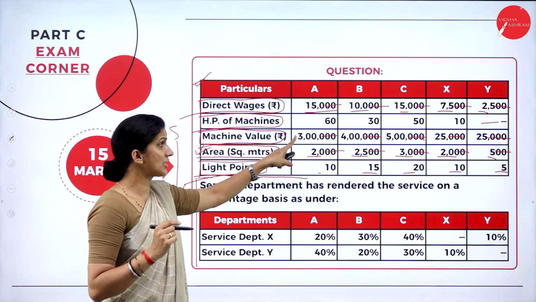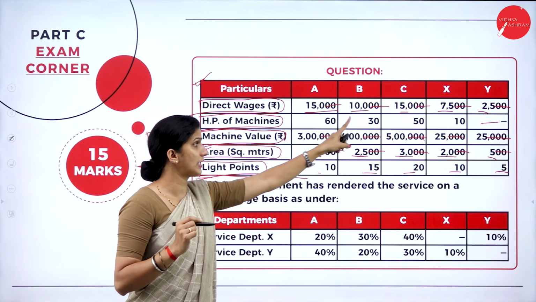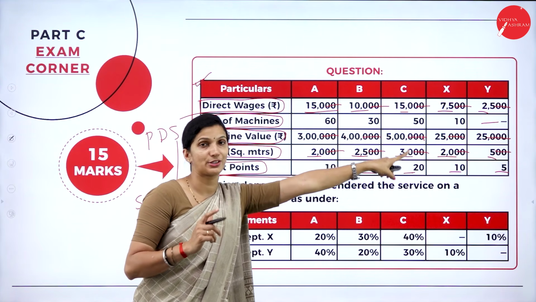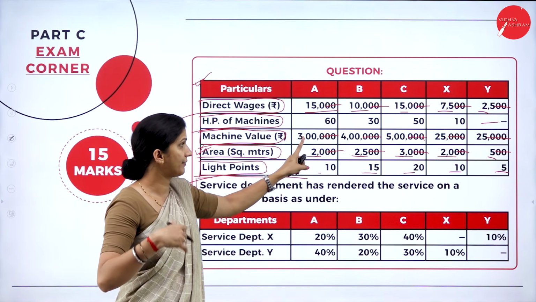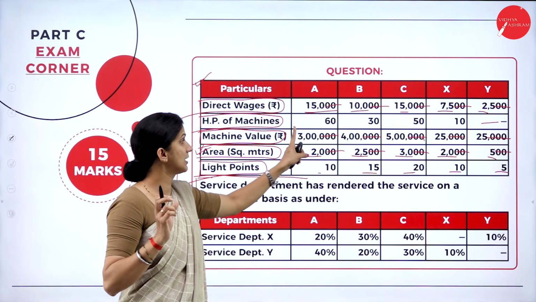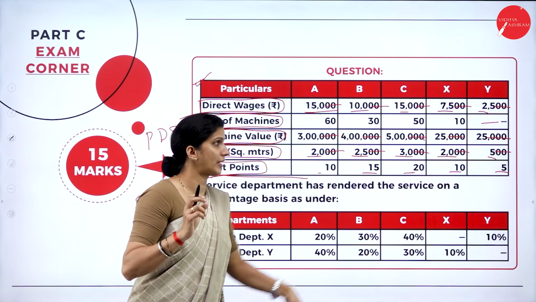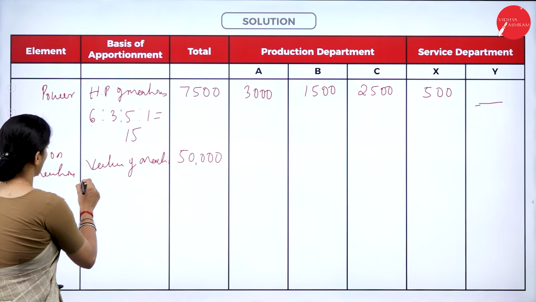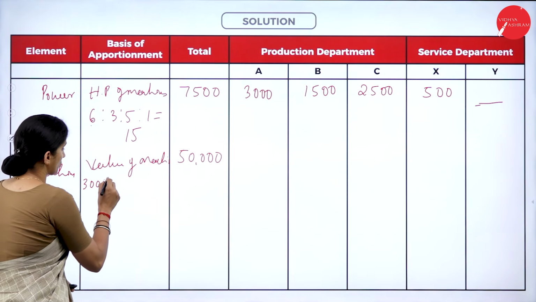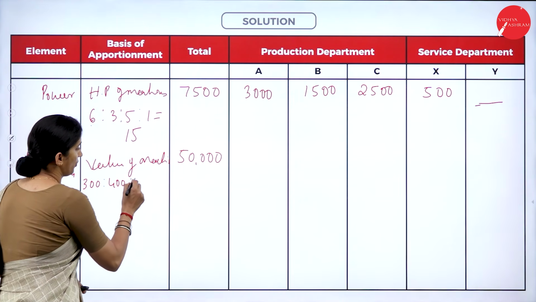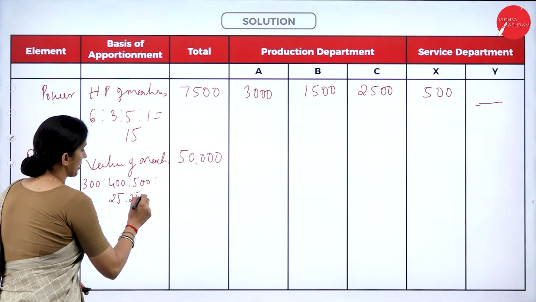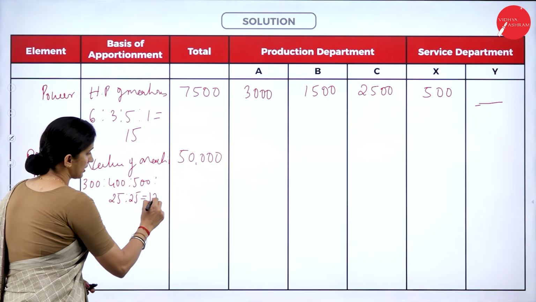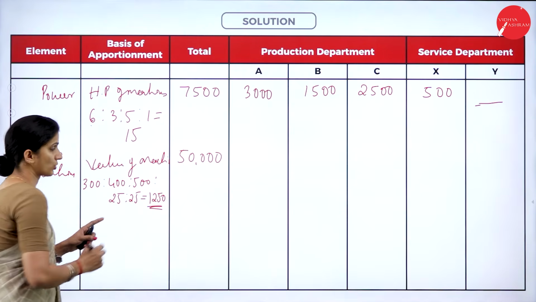So your ratio will be 300:400:500:25 and 25. You can further simplify, or here I have taken it as it is. So the ratio will be 300:400:500:25:25. So the total comes to 1,250. So this is the total ratio.